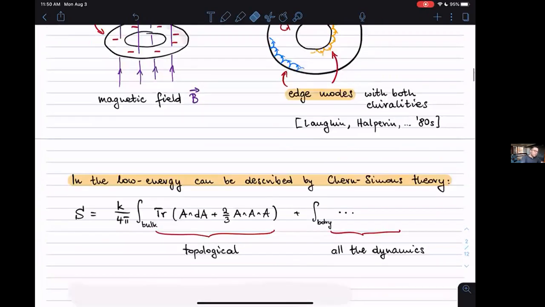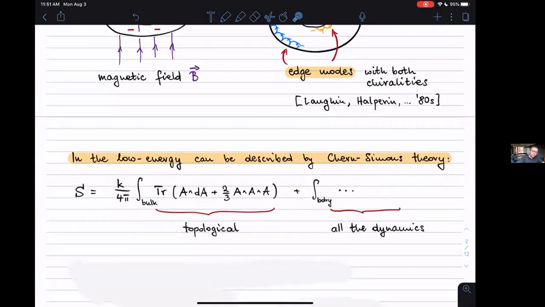So in the low energy limit, this effective theory can be described by Chern-Simons theory. The action for Chern-Simons is this kind of standard term, and there will also be some boundary terms which are included because of the presence of boundaries. Here there will be an integral over the bulk, which is the disk times time, and the boundary, which is the circles times time. That term is topological, and all the dynamics, or most of the dynamics, will be encoded in the boundary terms. And that's what I wanted to focus on now.